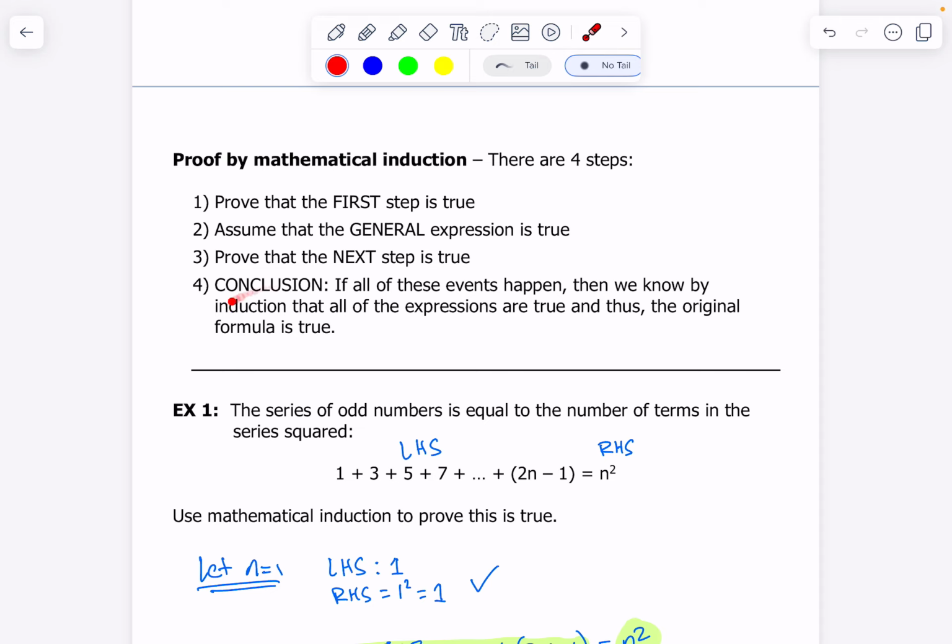Then you have to write a conclusion at the end, which is a sentence that states what you did and how you know it's true. This last part is something that IB requires. If you leave it off, you will lose points.